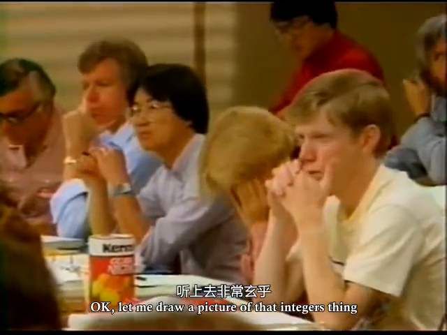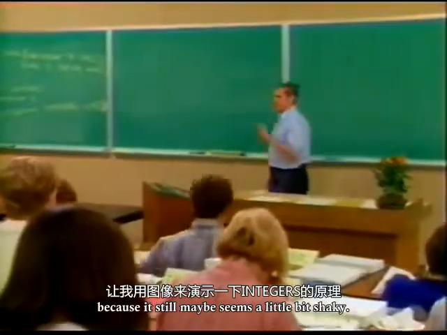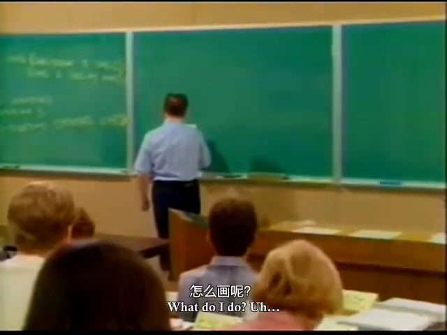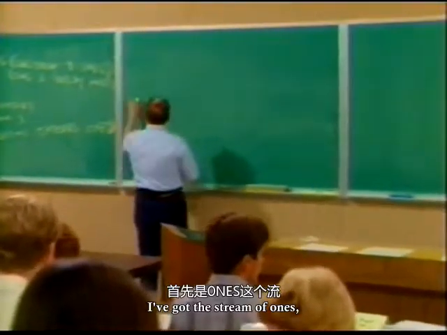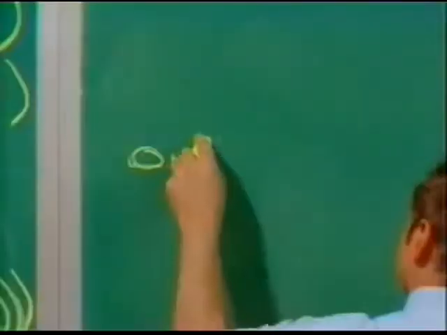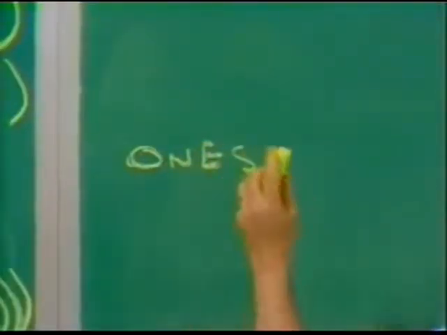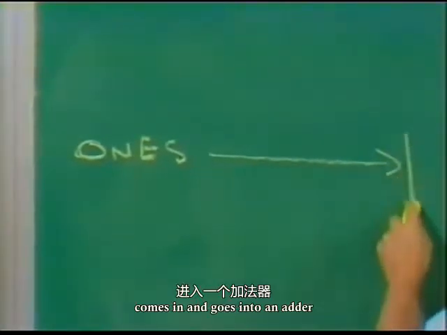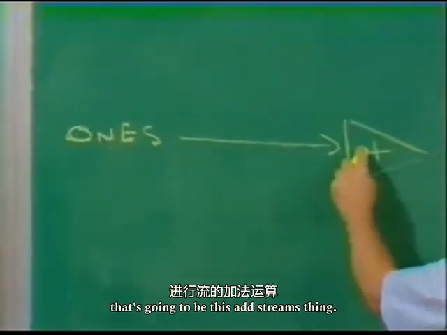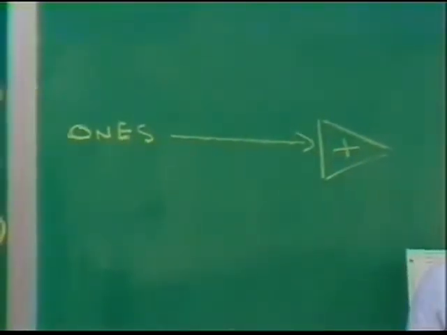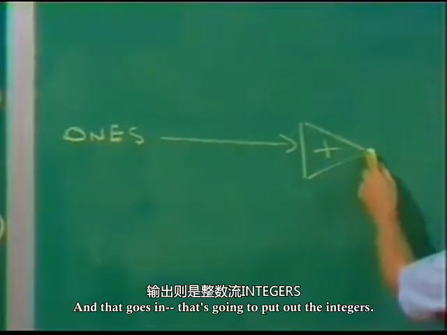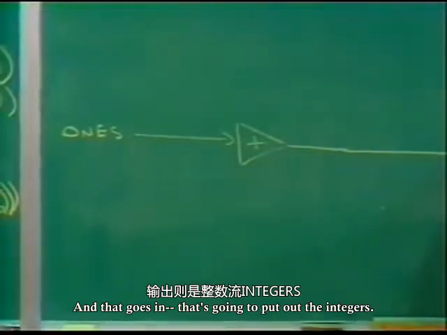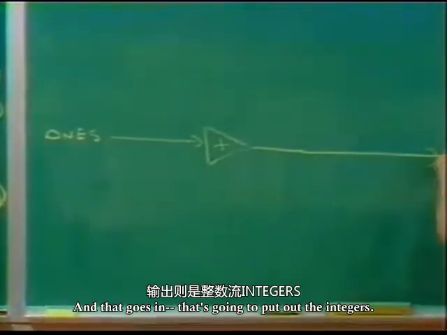Okay, let me draw a picture of that integers thing, because it still maybe seems a little bit shaky. I've got this stream of ones, and that sort of comes in and goes into something, into an adder. That's going to be this add streams thing. And that goes in, that's going to put out the integers.